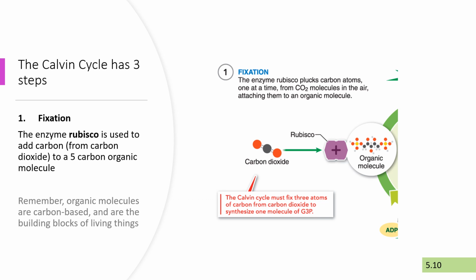During fixation, some of that carbon from the carbon dioxide the plant breathes in is added to an organic molecule containing 5 carbon atoms. An enzyme called rubisco is used to facilitate this reaction. So now we have a 6-carbon organic molecule.